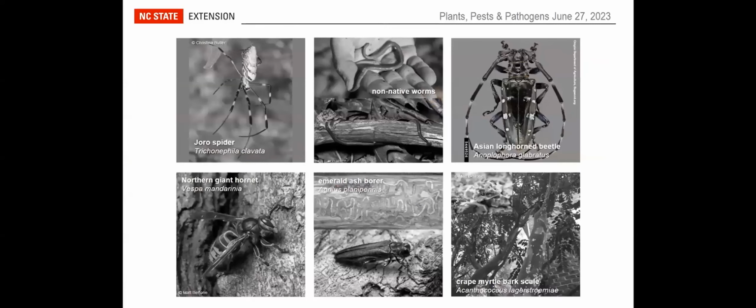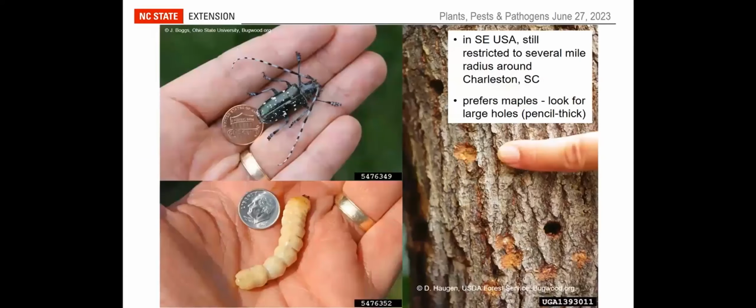Okay, the Asian longhorn beetle is a very large longhorn beetle that's black and white. Right now there is still an infestation in a several mile radius around Charleston, South Carolina. So we are still monitoring in the state. We haven't detected it in the state yet, but be on the lookout for them. Again, large black beetles with little white spots.